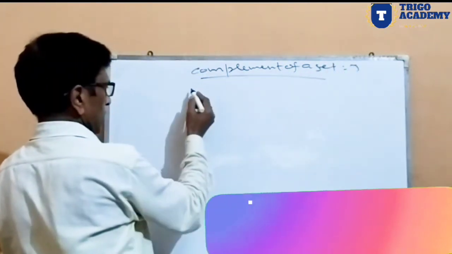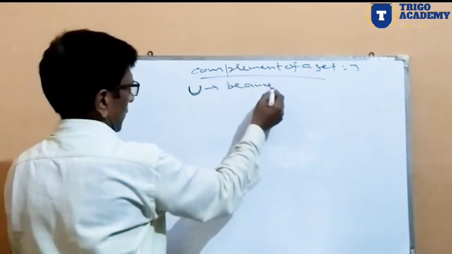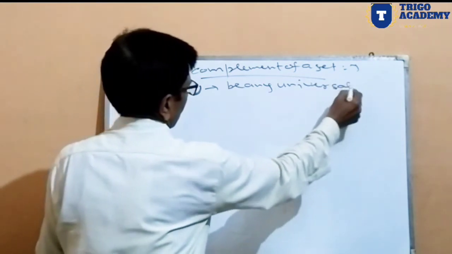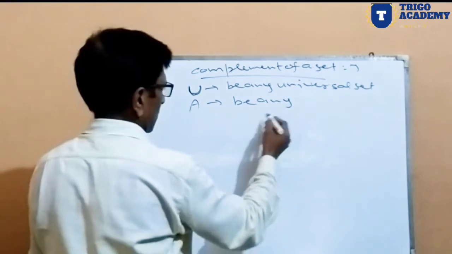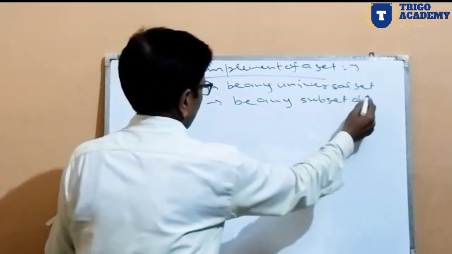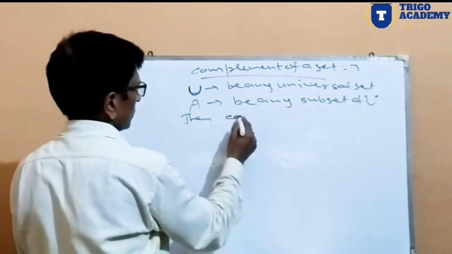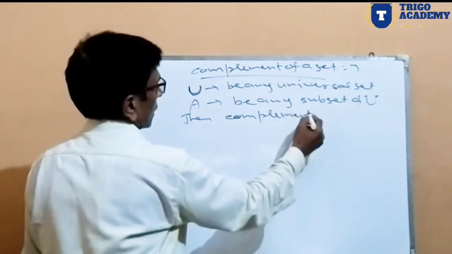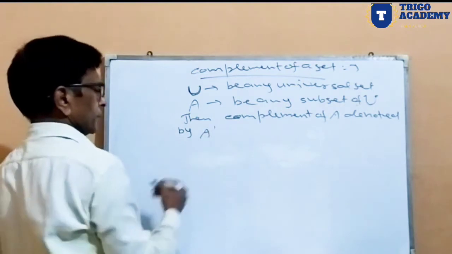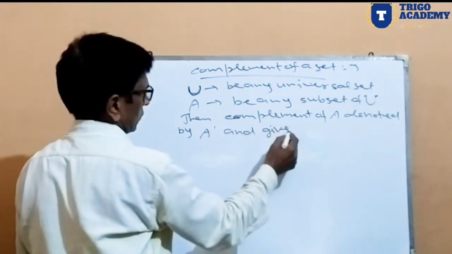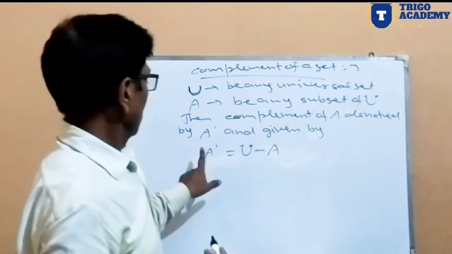We have studied this. Let U be any universal set and A be any subset of U. Then the complement of A, denoted by A dash, is given by A dash equal to U minus A.